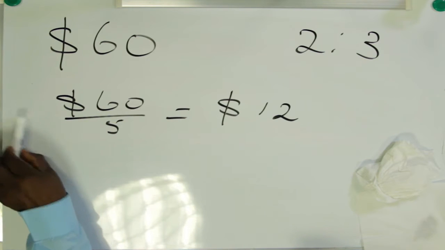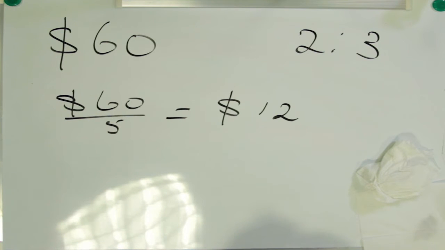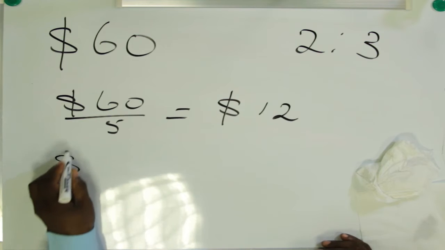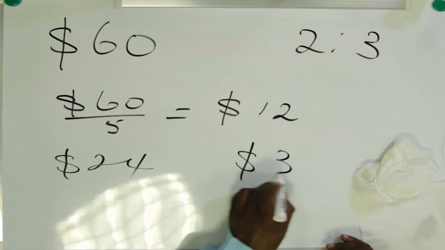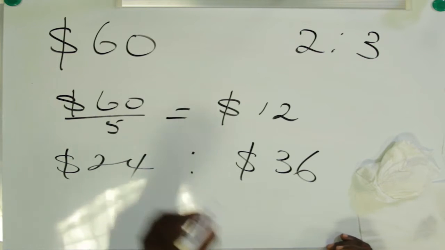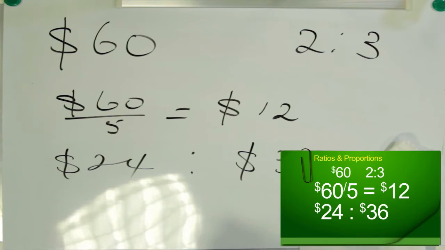When I divide that $60 in the ratio 2 to 3, 2 12s are 24, 3 12s are 36. The ratio in which that $60 is divided is 2 to 3. The amounts are $24 and $36.